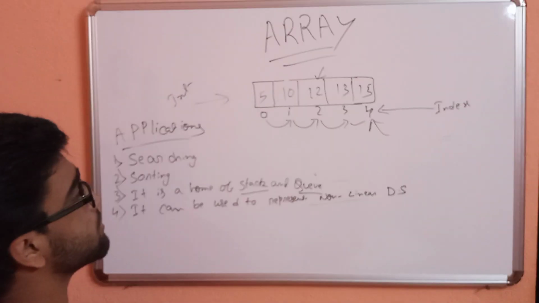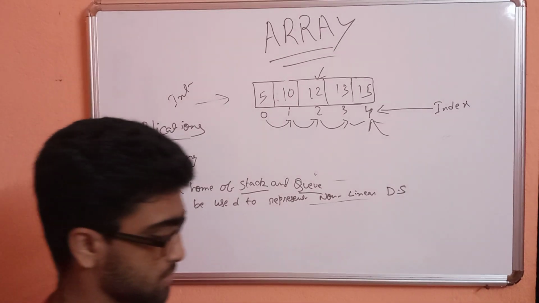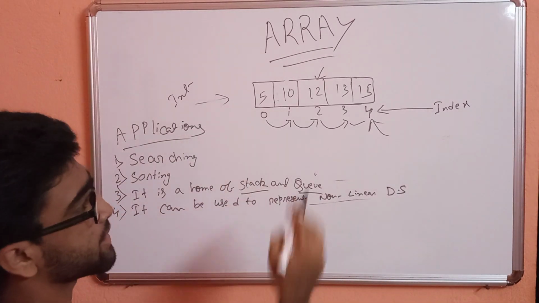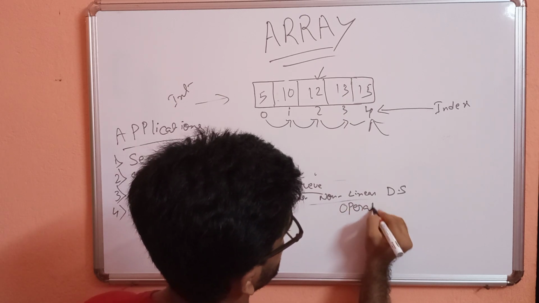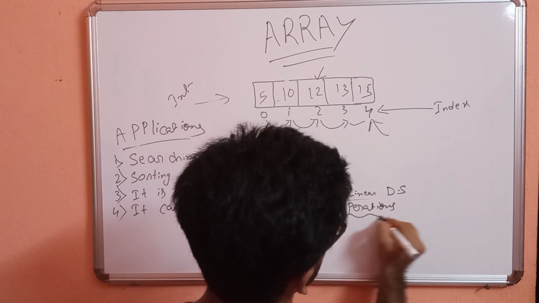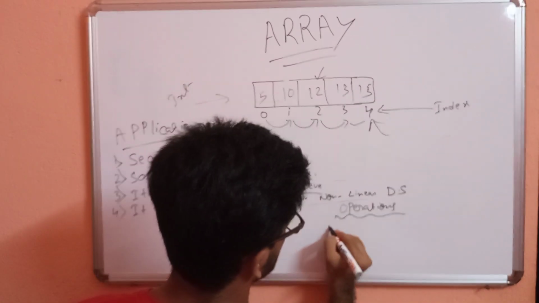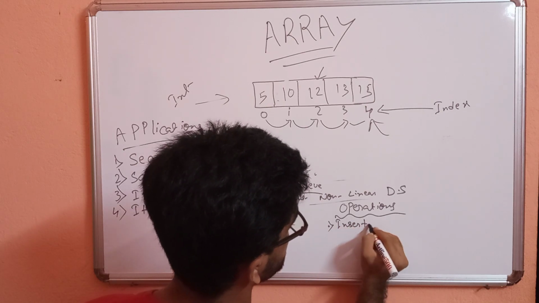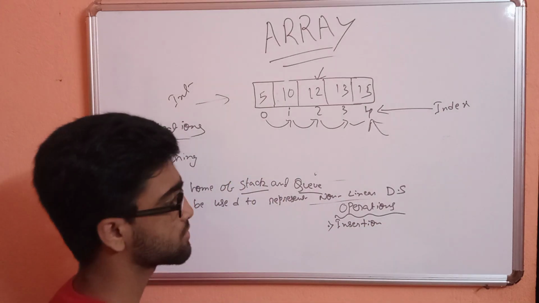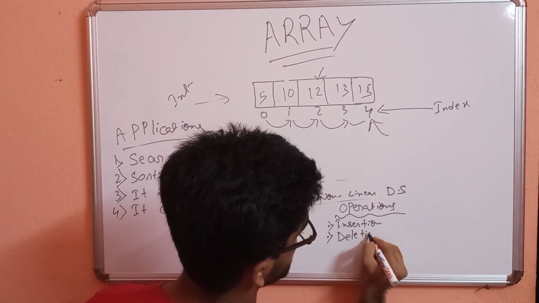Now what are the operations on an array? Writing here. What operations can be done in an array? Number one, we can insert an element, insertion can be done. Number two, deletion can be performed in an array.